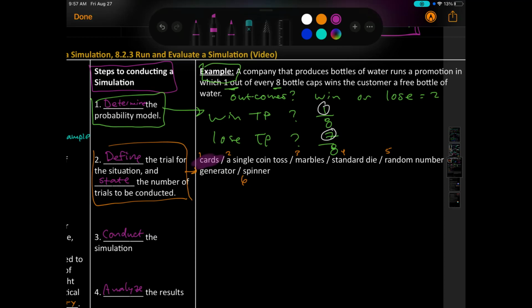Marbles you can, right? Let's just say you have 8 marbles, and of those marbles, 7 are red and 1 is green. Green means you win, red means you lose. Put it in a bag and you draw it. So marbles can work. A standard die would just be numbers 1 to 6, so that one would not work. A random number generator, yeah. If I put the numbers 1 through 8 on it, and then I choose number 3 to win, and all the other numbers are lose, and then the computer picks one, that would work. And I can choose a spinner, because if I had a spinner with 8 spaces, I could put 1 green, 7 lose.